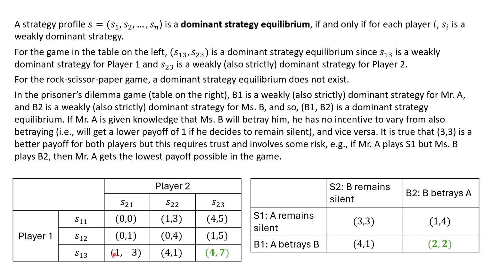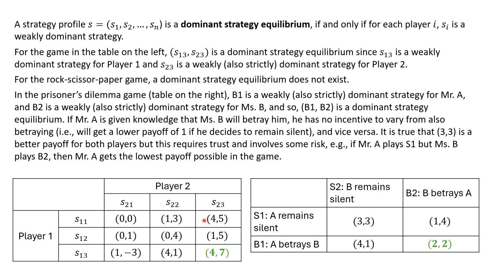S13, we look at that. 1 is greater than 0, 0. 4 is greater than 0, and 1. And 4 is greater than 1, equal to 4. But that's okay because we have only the requirement for weakly dominant. Remember, that was greater than or equal to. Then for player 2, we need to check S23. We look at the second component. It's actually strongly dominant for player 2, but that's okay since strongly dominant implies weakly dominant.